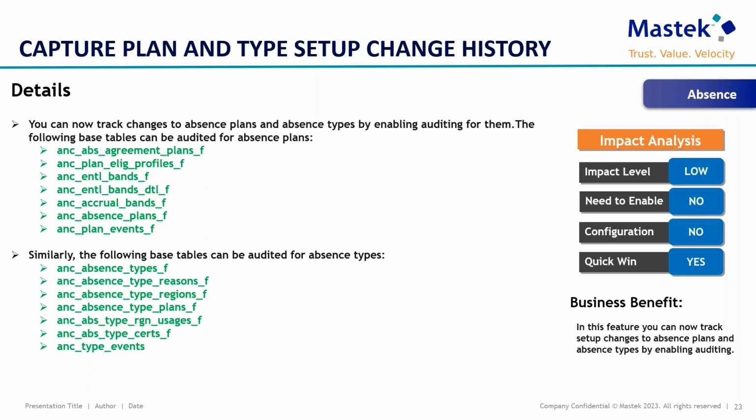If you wanted to enable the auditing for absence plan and absence type, now we can do that and track all the changes that are related to those. This feature can now help us track all of these details for absence plan and types as mentioned on my screen. In terms of impact, it's low impacting. We don't need to enable anything. There's no configuration required apart from the audit enablement, and it's a quick win for us.